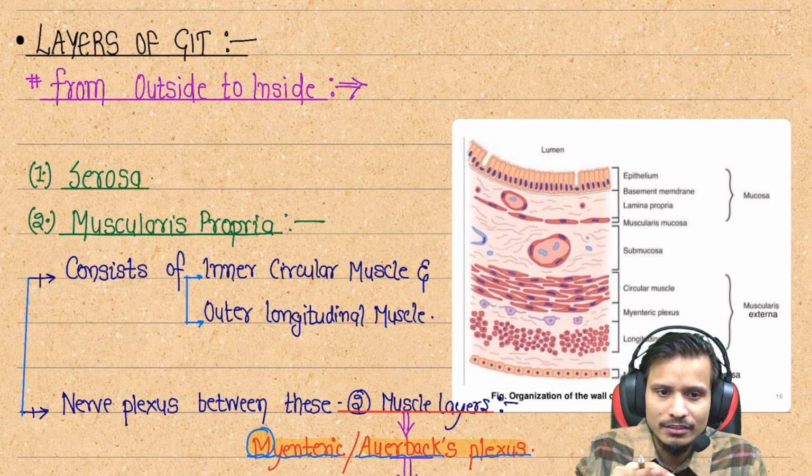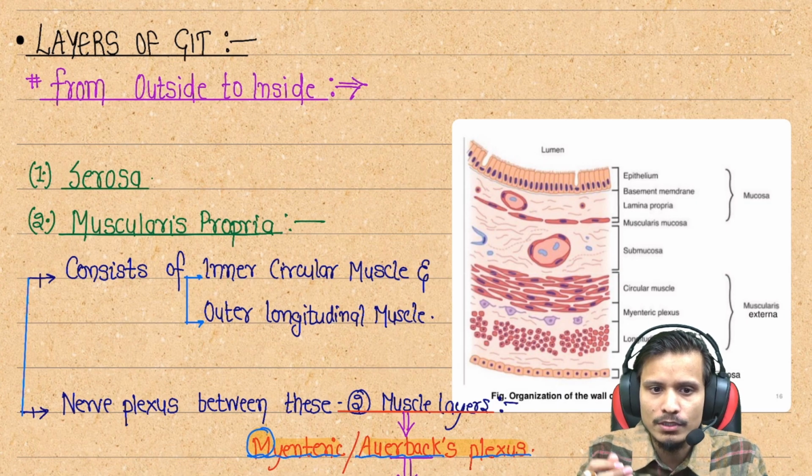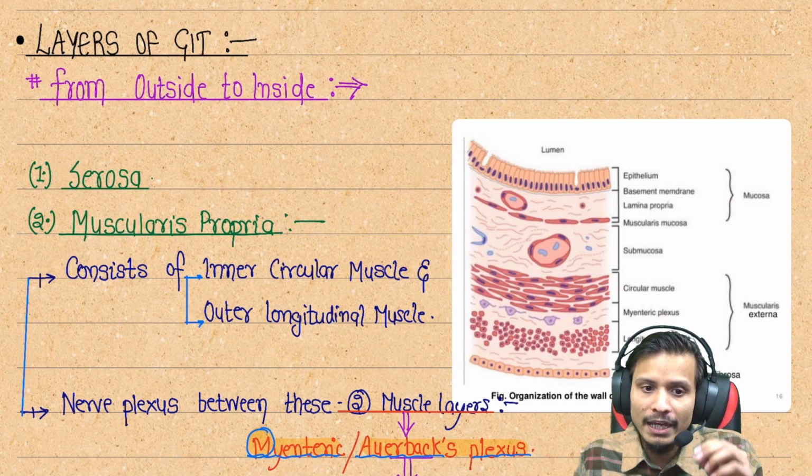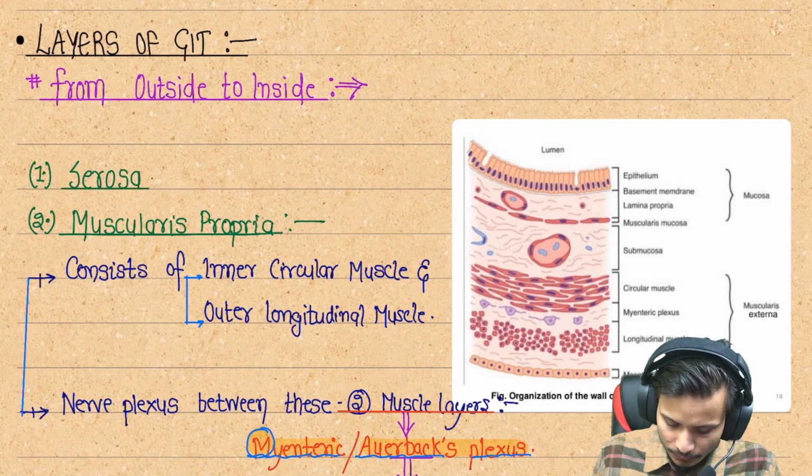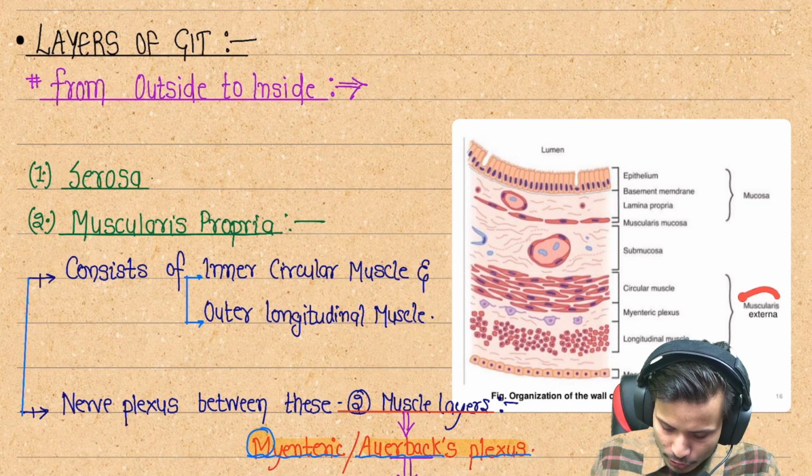Next, just below this outermost layer there is the muscularis propria, meaning the proper muscular layer. It means the main muscular layer is just below the serosa layer. So the first one is, we can say, the muscularis externa.